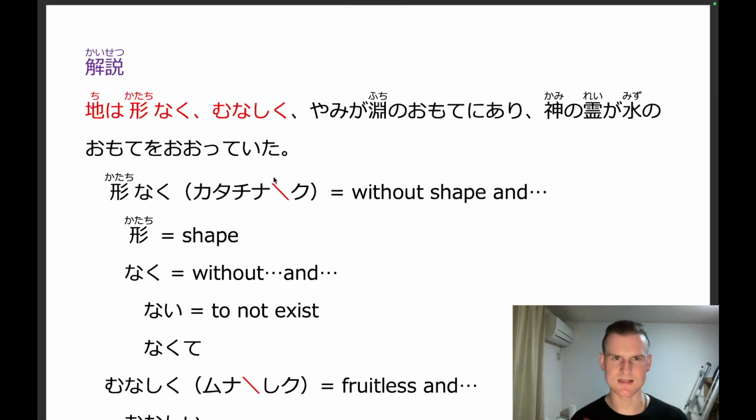Okay, so let's just go back and look at that all together. We have chi wa katachi naku munashiku. You should be able to see now how this is all conjunctive here. Chi wa katachi naku munashiku. The earth is without shape and void and... Okay, so what comes next?